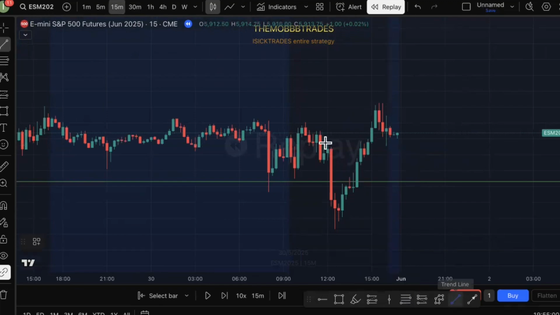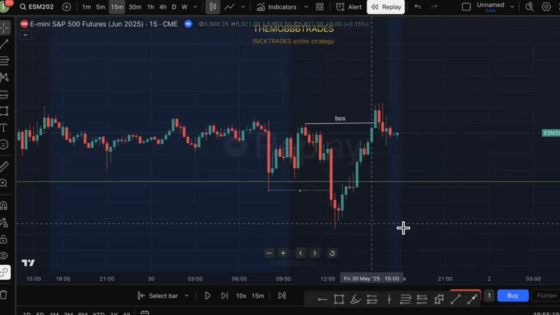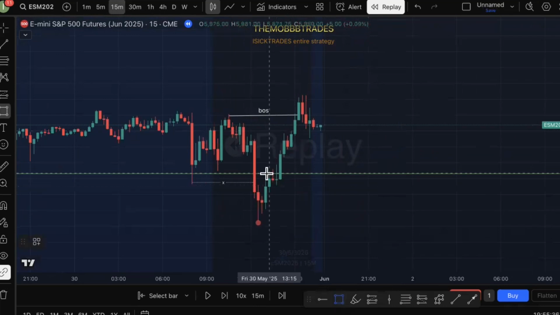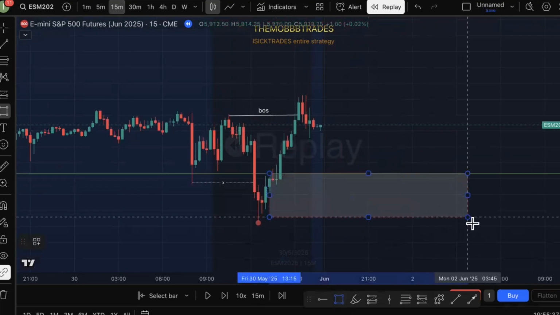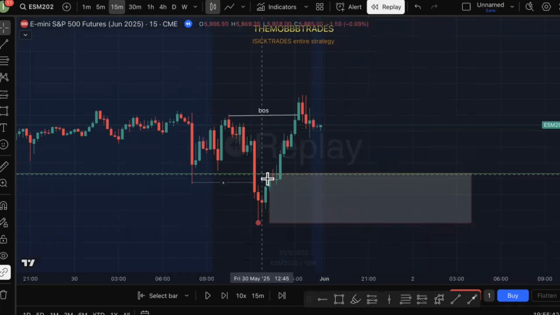The first thing I'm seeing is this break of structure right here. And we also ran out liquidity right here, signifying that this is a strong low. Perfect. Now that we got a strong low, it makes sense for our key level to be right here. This could be, some people call this a demand zone. Some people might call it support resistance.